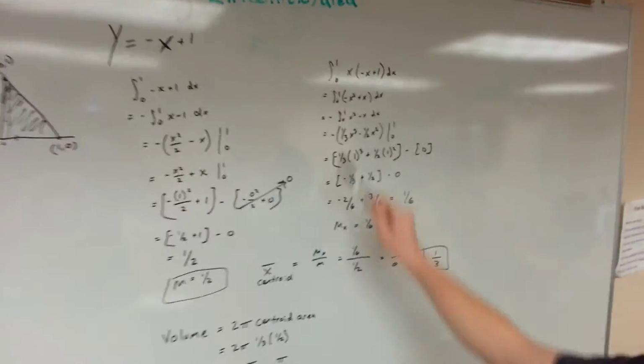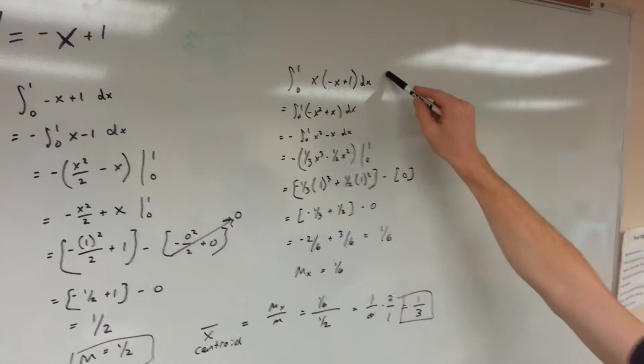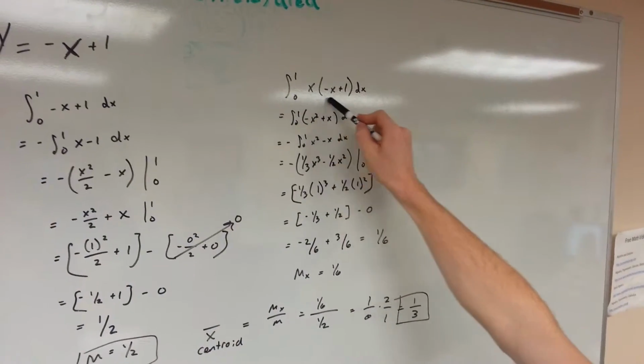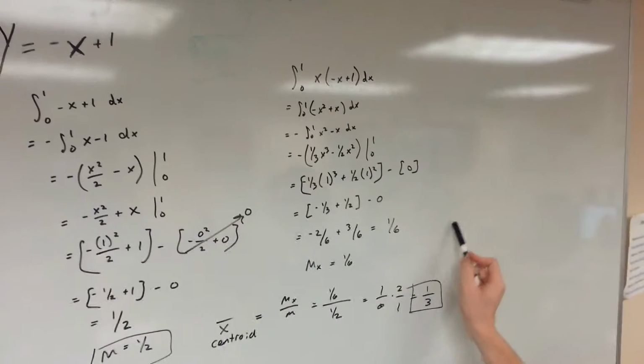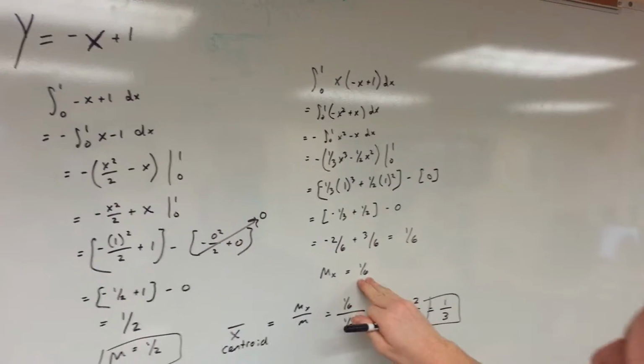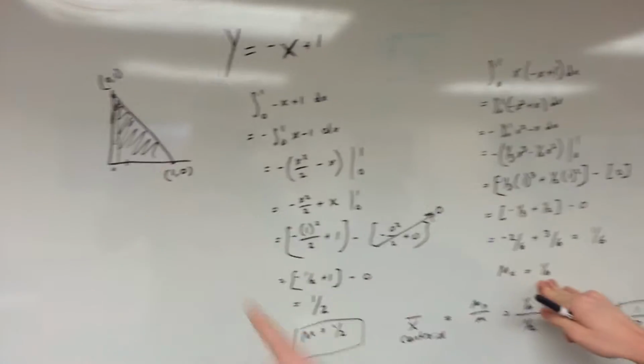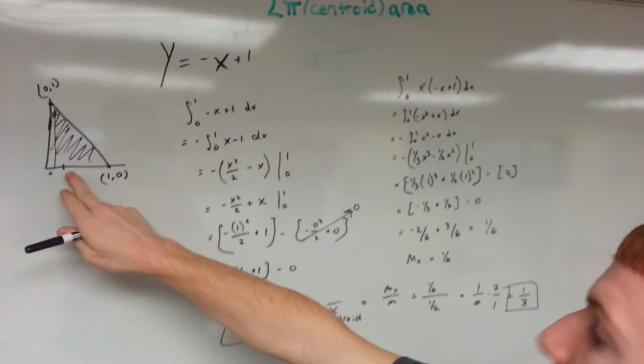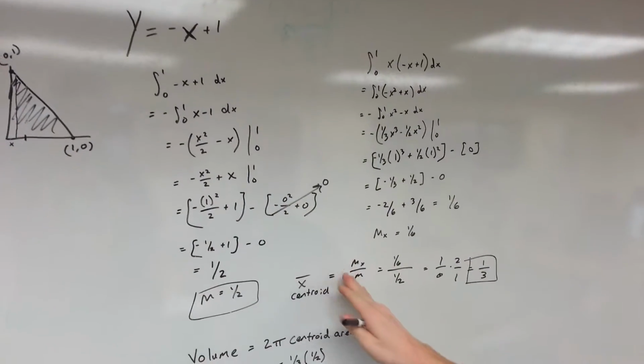So we integrate that also from 0 to 1. Same steps as before, just that we have another x value now. But when we integrate through, we get a value of 1/6. And that's the moment. Now to find the centroid, it is the moment divided by the mass.